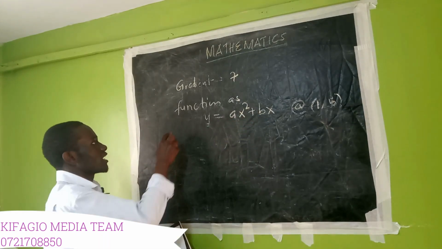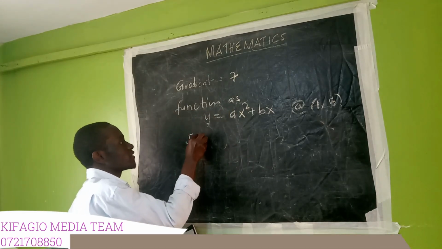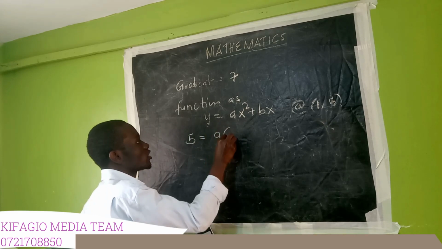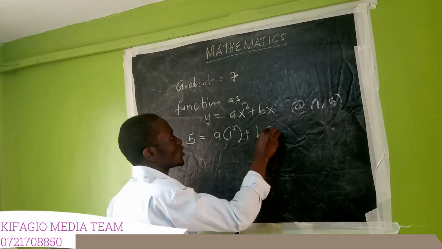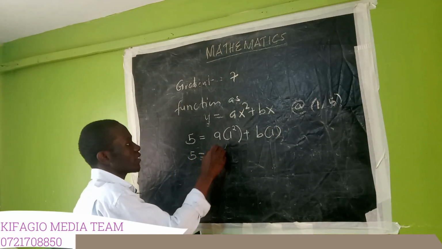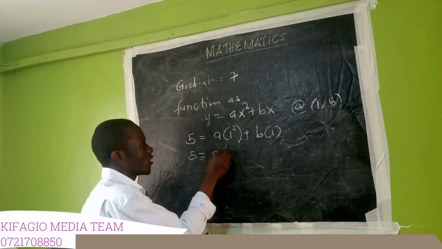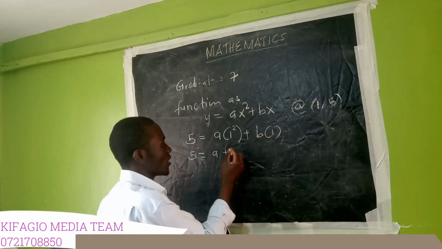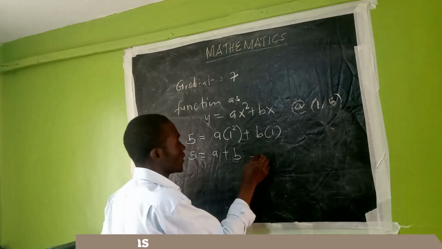So we have the function of the curve: 5 is equal to a multiplied by 1 squared plus b multiplied by 1. So 5 is equal to a, since 1 squared is 1, so 1 times a is a, plus b multiplied by 1 is b. Call this equation 1.